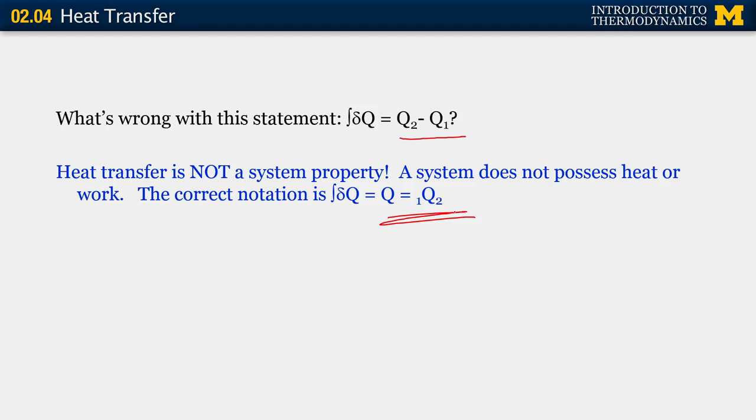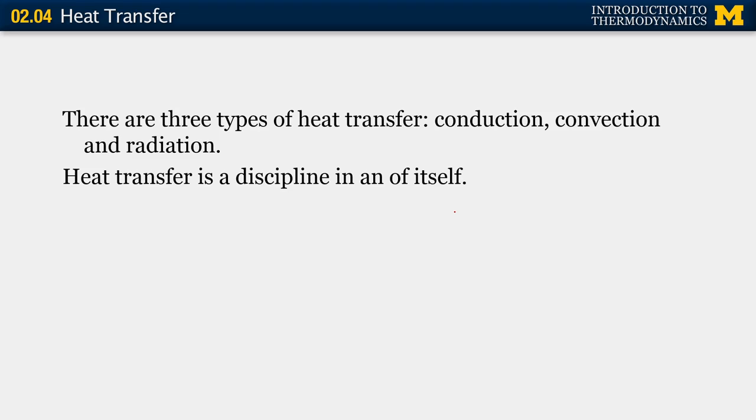And I never, ever want to see you write anything that has a Q with just a single subscript associated with it, because the implication is that you're defining the heat transfer at a state, and that would be incorrect. Okay, so there are 3 types of heat transfer: conduction, convection, and radiation. And like I said in the previous segment, heat transfer is a discipline in and of itself. We could spend 16 weeks discussing the details of each of these modes of heat transfer.